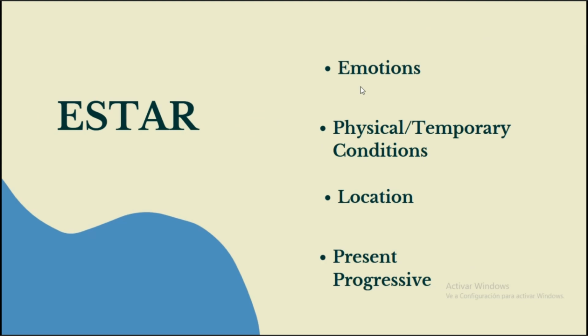So, unlike ser, this refers to temporary aspects, not as permanent as the essence, for example, the sky is blue. So we can think of these verbs as relating to temporary stays or location to clearly understand when and how to use it. These are relevant points to consider to differentiate them. Emotions, physical temporary conditions, location, present progressive or progressive present, presente progresivo in Spanish.